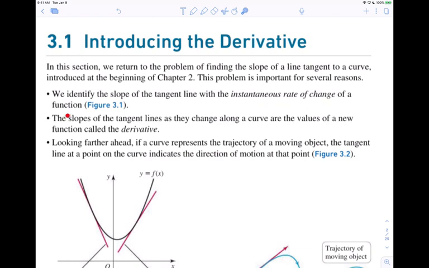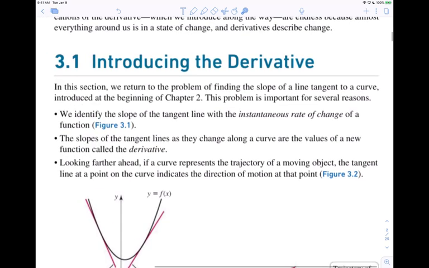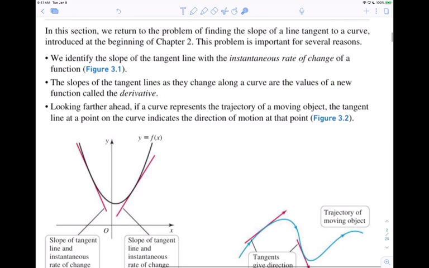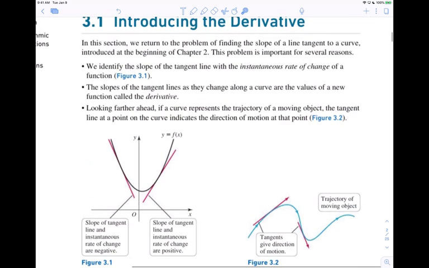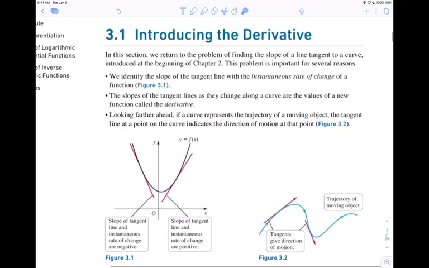Okay. The slopes of the tangent lines as they change along a curve are the values of a new function called the derivative. And then looking further ahead, if a curve represents the trajectory of a moving object, the tangent line at a point on the curve indicates the direction of movement. So this black line here, that's going to be our function, right? Then we have the slope of the tangent line and instantaneous rate of change are negative.